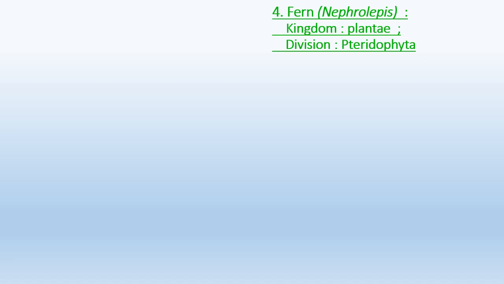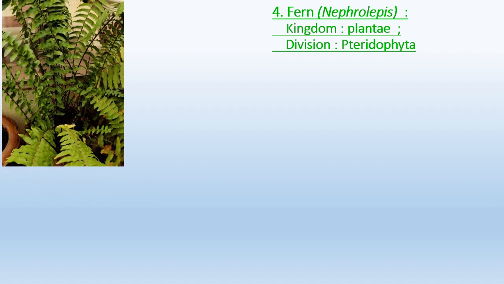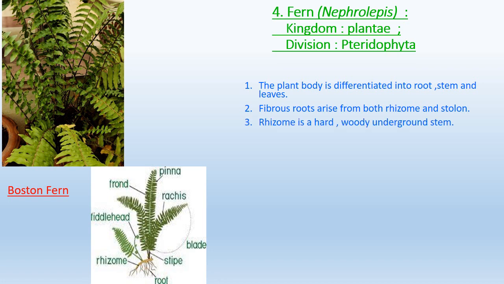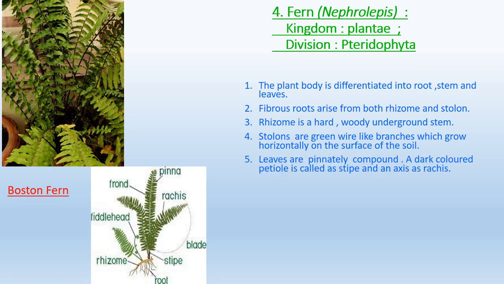The fourth plant is Nephrolepis fern from the kingdom Plantae, division Pteridophyta. So this is Boston fern. The plant body is differentiated into root, stem and leaves. Fibrous roots arise from both rhizome and stolon. Rhizome is a hard, woody underground stem. Stolons are green wire-like branches which grow horizontally on the surface of the soil.